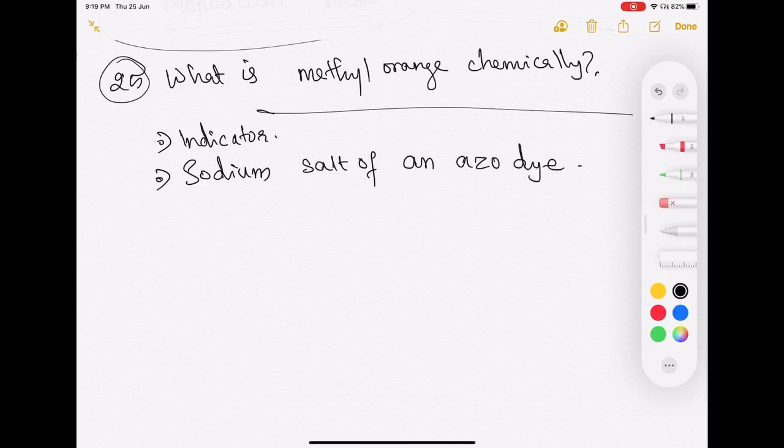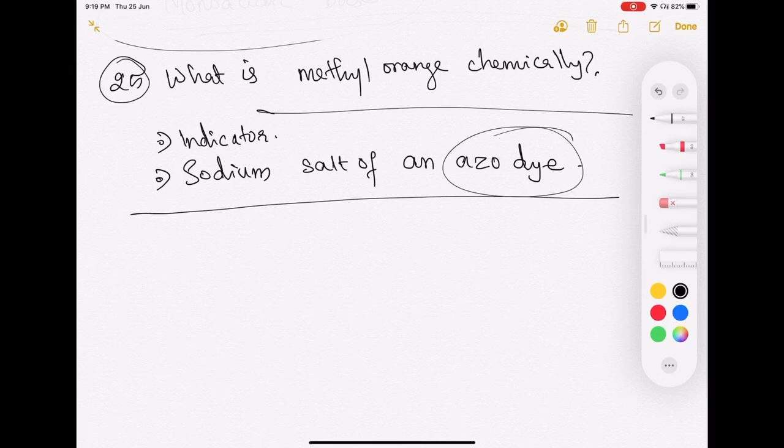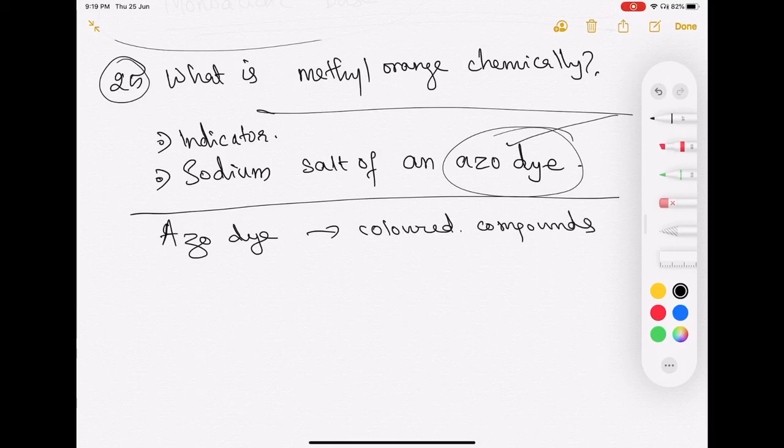What is an azo dye? Azo dye is nothing but aniline, right? Aniline. I am telling what is an azo dye. This has nothing to do with methyl orange directly right now. I am just telling what is the meaning of an azo dye. Azo dyes are of different types. They are colored substances, colored organic compounds.